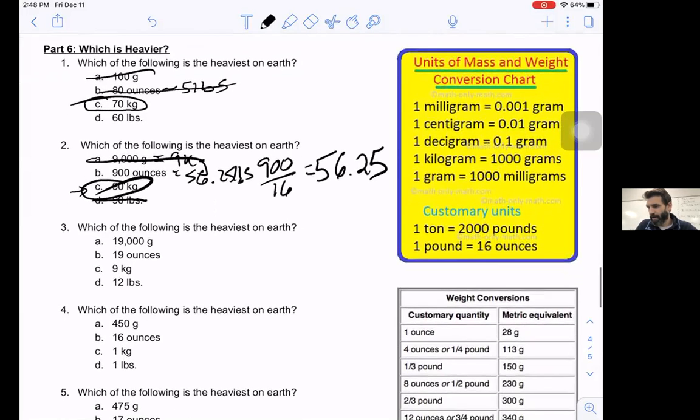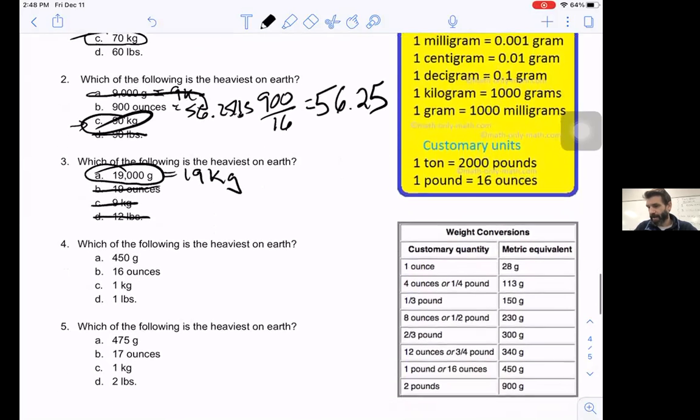Back here, 19,000 grams is 19 kilograms. 19 ounces is about a pound, so 19 kilograms is a lot more. 19 is more than 9, and 19 kilograms is more than 12 pounds. 19 kilograms is close to 40 pounds. So 19,000 grams is our answer there.